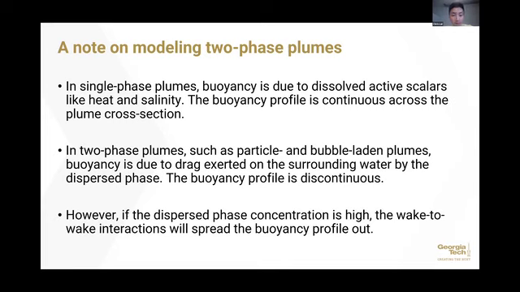And that's that. So when people adapt this integral approach, initially developed for single phase flow back in 1956, to a two-phase plume, we notice the following. In a single-phase plume, the buoyancy is due to a dissolved active scalar, like heat or salinity, and the buoyancy profile is continuous across the plume cross-section. But in a two-phase plume, you can think of the buoyancy being generated by gas bubbles or by heavy particles like sand falling through the water. The buoyancy is due to the drag exerted on the surrounding water by the dispersed phase. And because the dispersed phase is discrete in nature, the buoyancy profile is discontinuous.